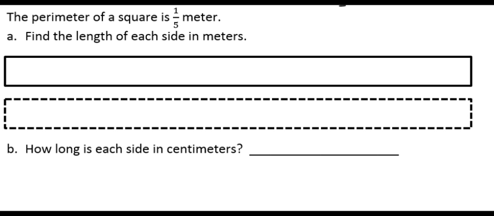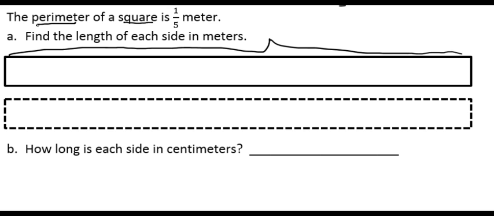The next question says the perimeter of a square is 1/5 meter. We're to find the length of each side in meters. Well, the perimeter means the distance around the square, and because it's a square, it has 4 equal sides. So we'll first show 1/5 of a meter. We're going to show that on the top tape so we can see exactly how much 1/5 of a meter is. That means I'm going to label this total tape as 1 meter. And since I'm finding 1/5 of that meter, I'll divide the tape into 5 pieces.